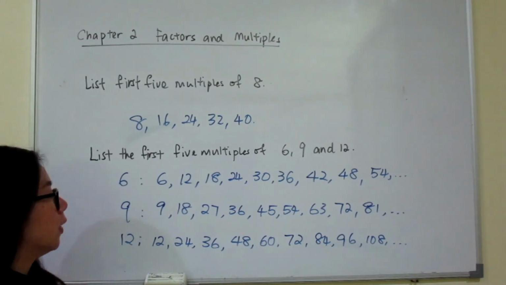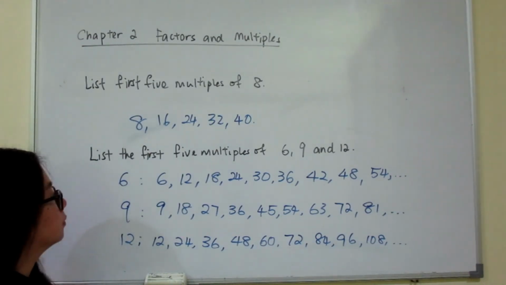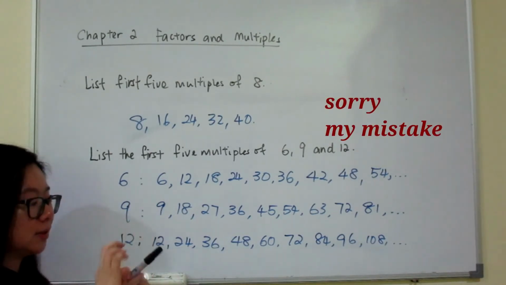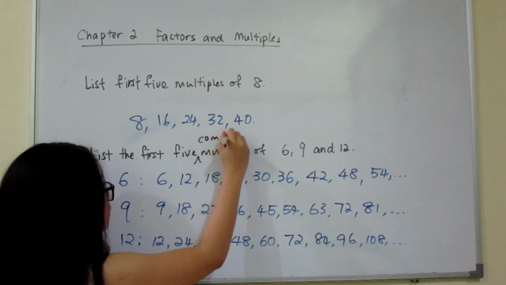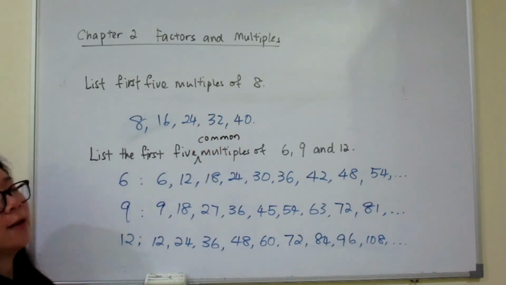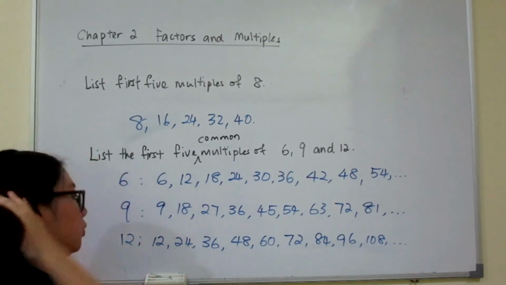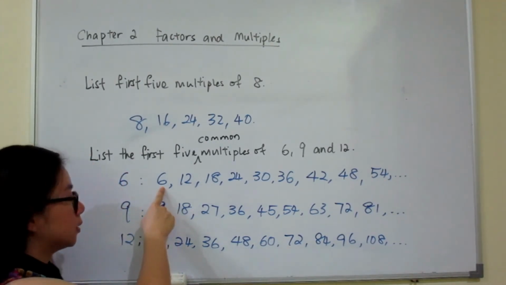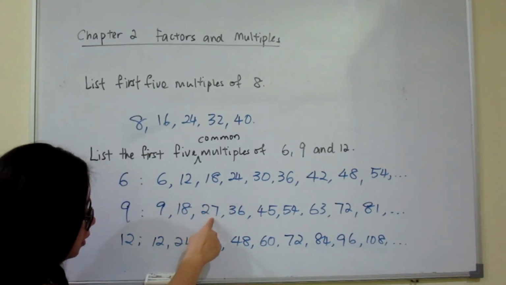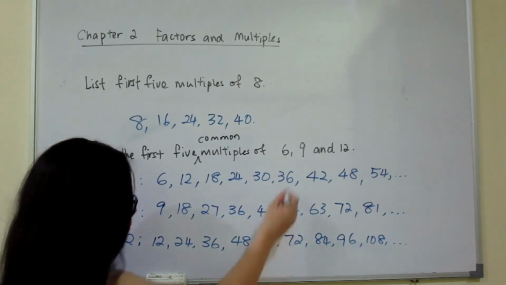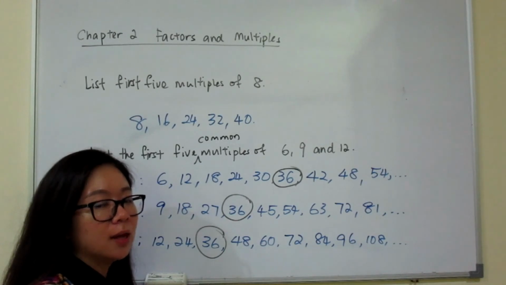Okay, so let's look for the first common multiple. Oh, my question, there's something wrong. It says write at least the first 5 common multiples. Sorry, I didn't notice that. Should be common multiples. Okay, so let's identify the common multiples between them. Let's start from 6. There's no 6, 12. There's 12 here, but not here. 18 here, but not here. 24 here, but not here. 36. That's the first common multiple.